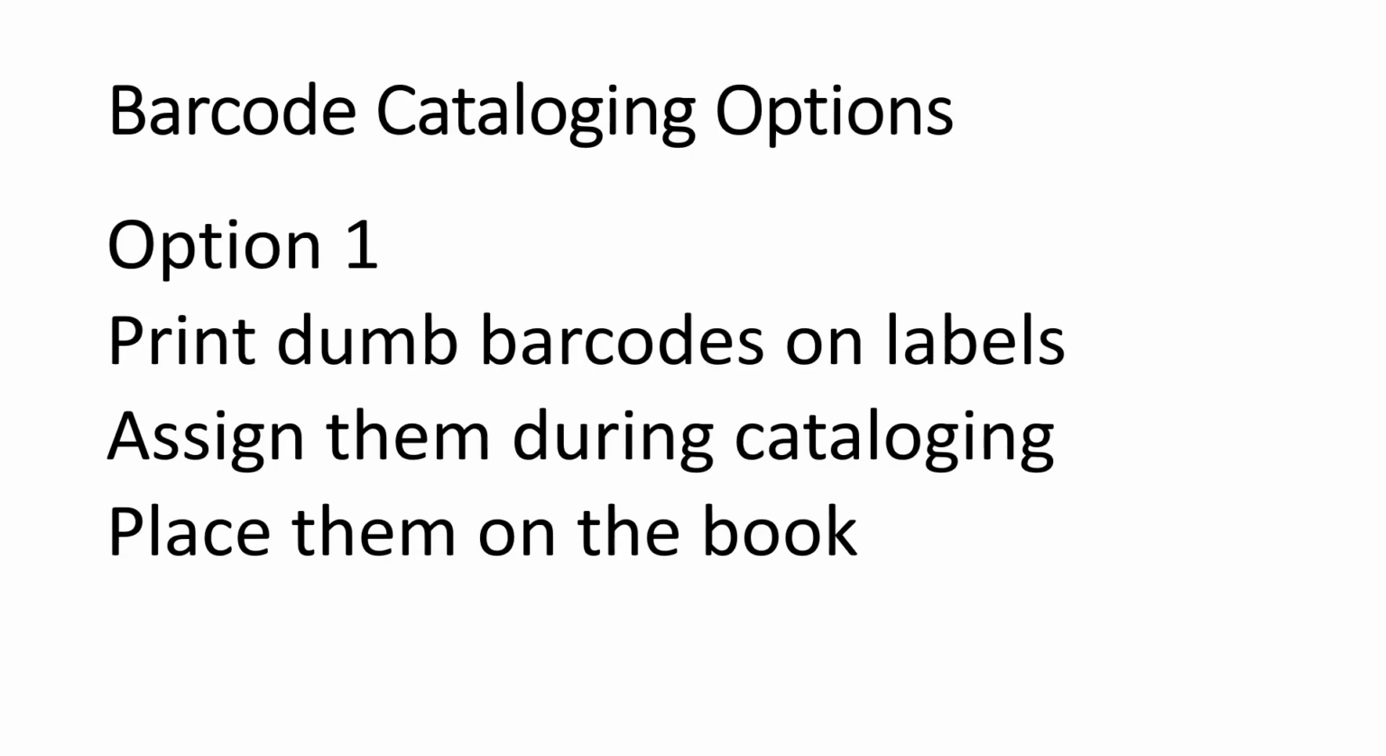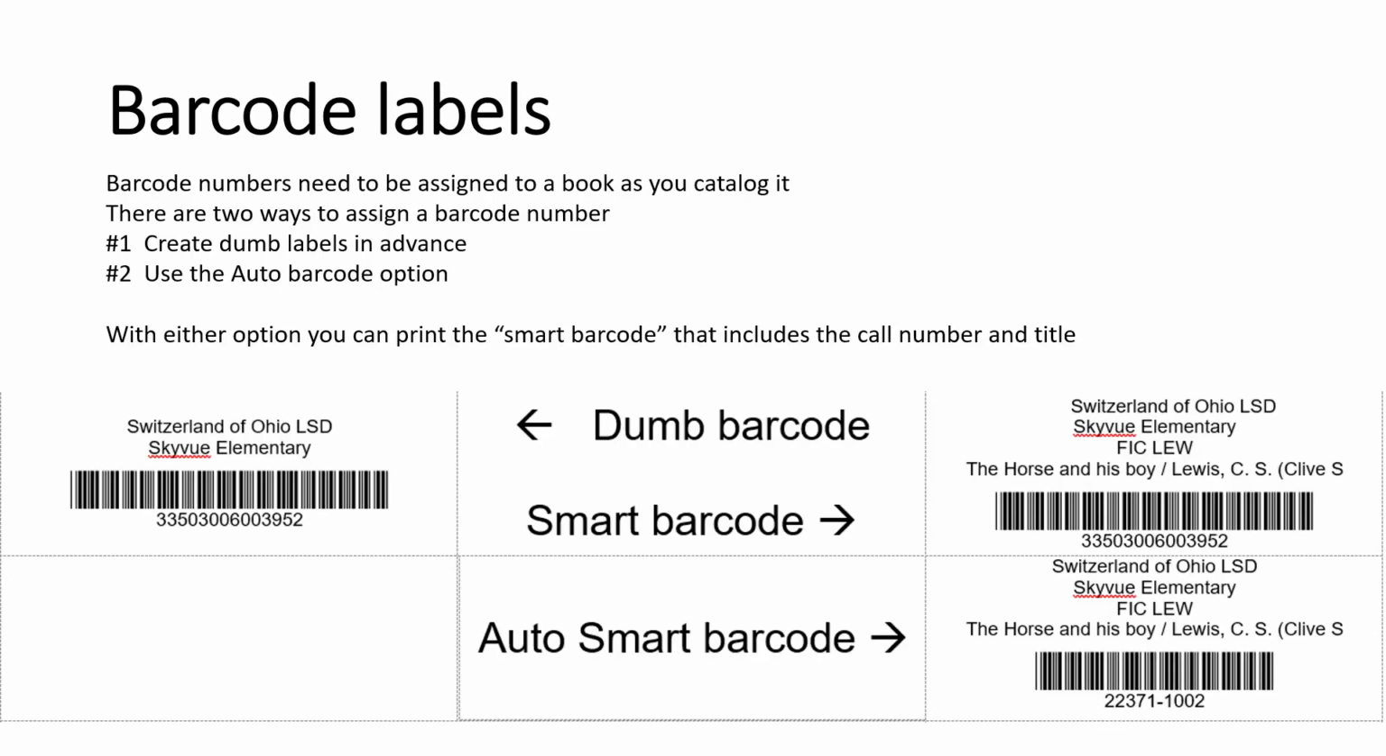So, barcode cataloging options: you could print the dumb barcodes on labels and then assign them during the cataloging and then put that dumb barcode label on the book. So that would be this label here on the left. That would be the one that goes on the book.